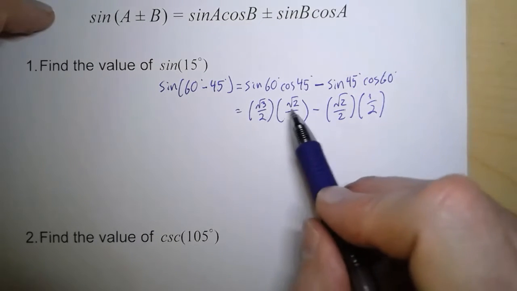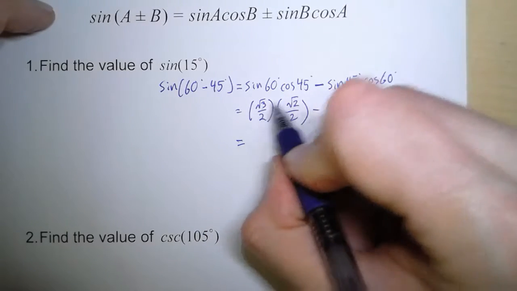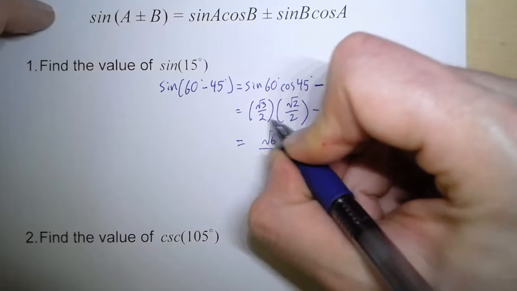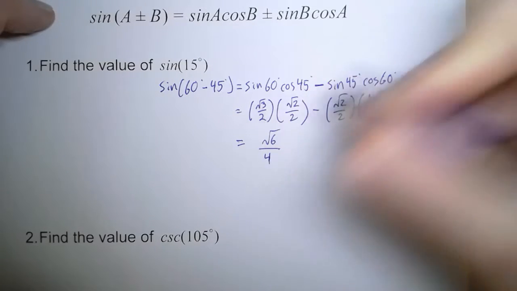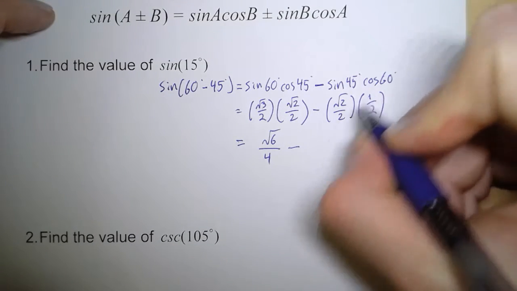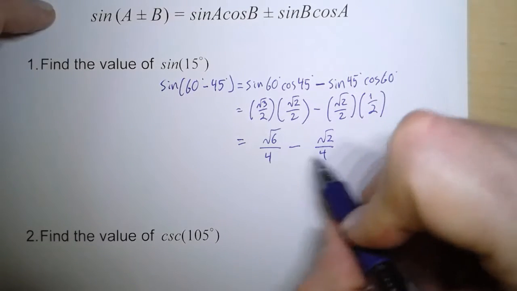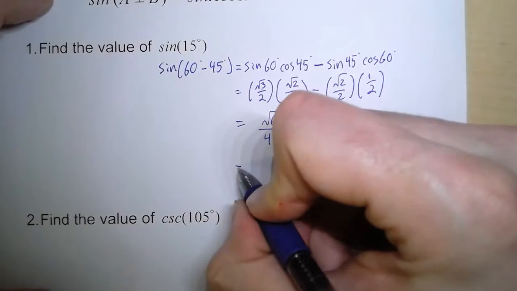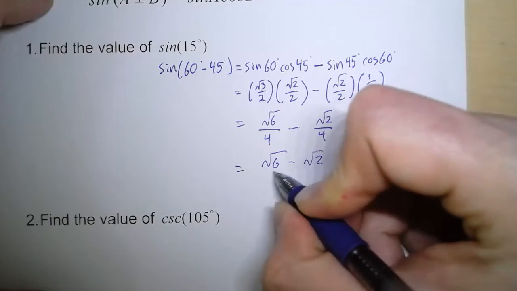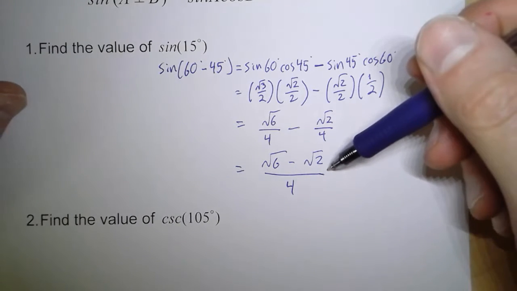So now we have these two fractions and these two fractions, and we're going to multiply. Square root of 3 times square root of 2 is square root of 6, all over 2 times 2, which is 4. Over here, we have square root of 2 times 1, which is square root of 2 over 4. Now, since these two fractions have the same denominator, we can combine them. Square root of 6 minus square root of 2 all over 4. So there's our value in exact form.